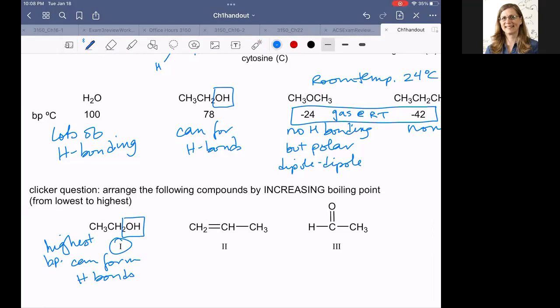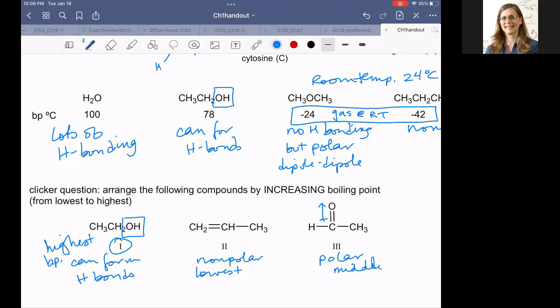Okay, and what about the other two? What kind of attraction do we expect? Next, we can look for polarity. Do we have any polarity between these two? This middle one is a nonpolar molecule, and this last one is a polar molecule. This has a polar bond. We expect that to be a polar molecule. So what would have the lowest boiling point? The lowest boiling point would be the one that is nonpolar. And the polar molecule that can't form hydrogen bonds would be somewhere in between. And so this one is in the middle. And that is in fact the case.